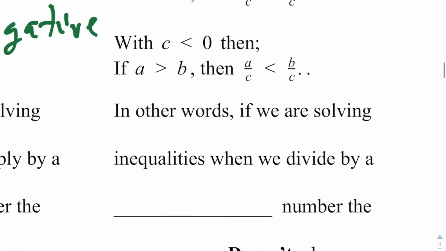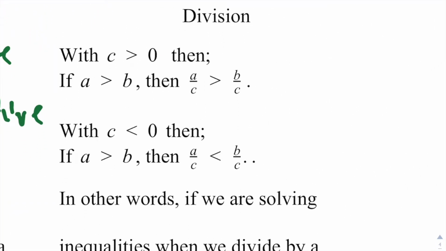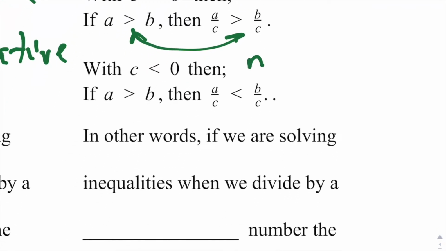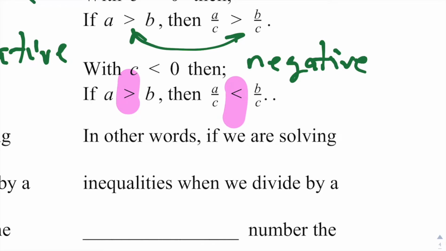Very similarly, with division, if C is greater than 0, so again this is positive, if A is greater than B, then A divided by C will be greater than B divided by C. So when it's positive, if you notice, the symbol stays the same. But again, when C is less than 0, or when C is negative, then if A is greater than B, then A divided by C is less than B divided by C. So again, these symbols changed on us, because we divided by a negative.